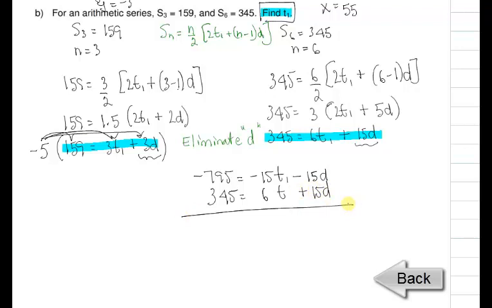Okay, and now I'm going to add. So -795 plus 345 is -450. And -15t1 plus 6t1 is -9t1. And -15d plus 15d is 0, so that cancels out. And notice you can now isolate for t1 by dividing both sides by -9, and you get that t1 is 50. Okay, so I know that's a lot of work, and hopefully you're not too overwhelmed.